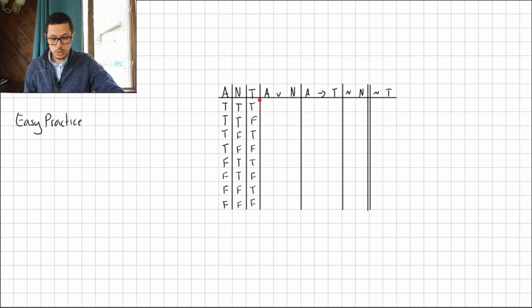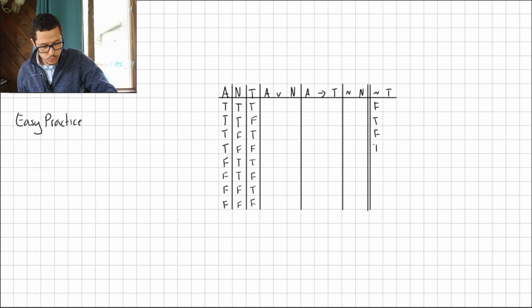In this case, the conclusion has alternating truth values, starting with true and then false. So true, false, true, false, true, false, which means that this conclusion is going to go false, true, false, true, false, true, false, true. Nice and easy, right?